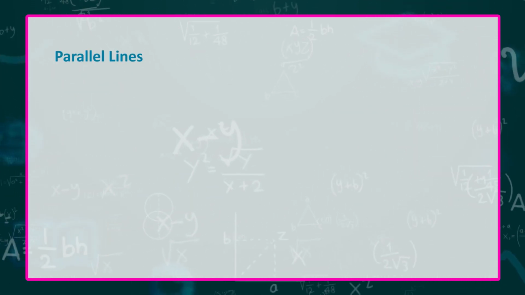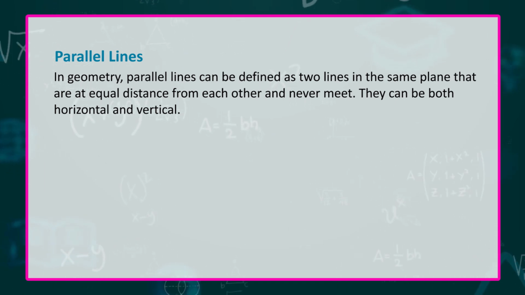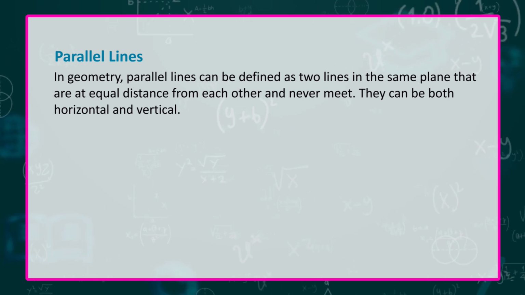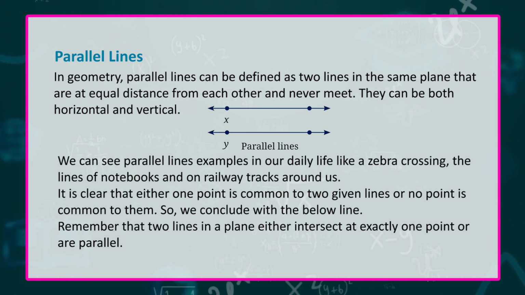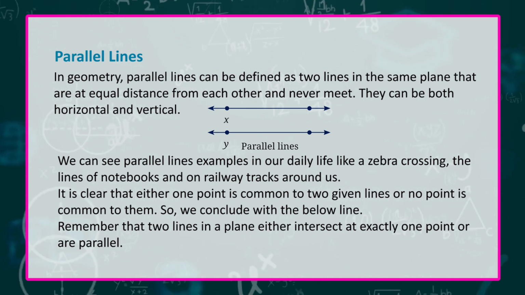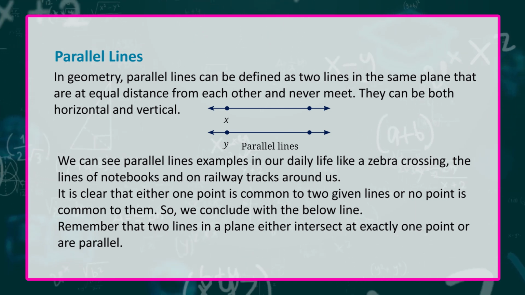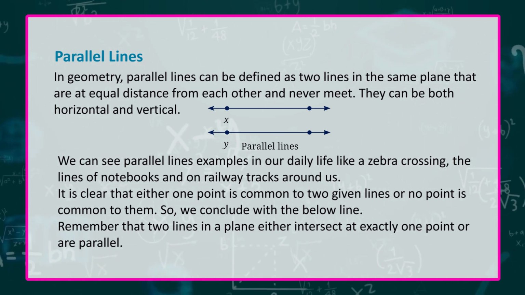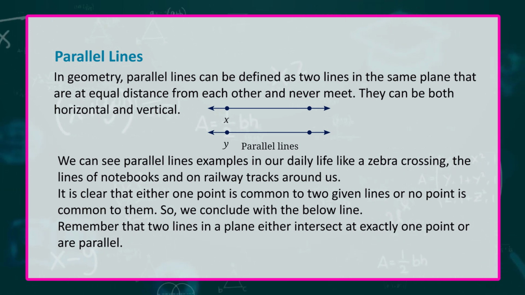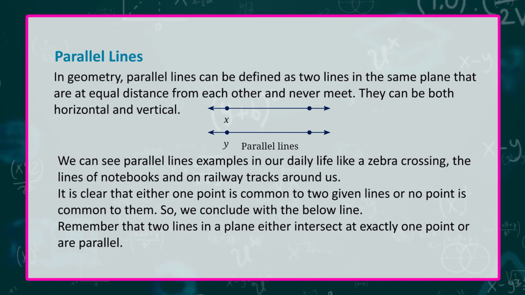Parallel lines. In geometry, parallel lines can be defined as two lines in the same plane that are at equal distance from each other and never meet. They can be both horizontal and vertical. We can see parallel lines examples in our daily life like a zebra crossing, the lines of notebooks and on railway tracks around us. It is clear that either one point is common to two given lines or no point is common to them. So, we conclude with the below line. Remember that two lines in a plane either intersect at exactly one point or are parallel.